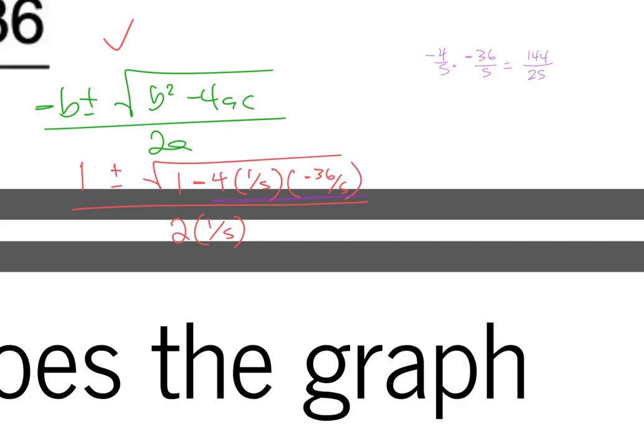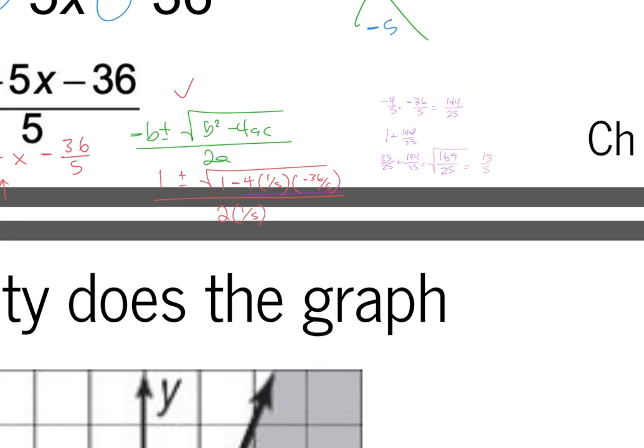So it's actually 1 plus 144/25, which is 25/25 plus 144/25, which is 169/25. Okay. And then we were taking the square root of that, right? So the square root of that is 13/5. Not that bad, but still, yikes, right? So we have 1 plus or minus 13/5 over 2/5.